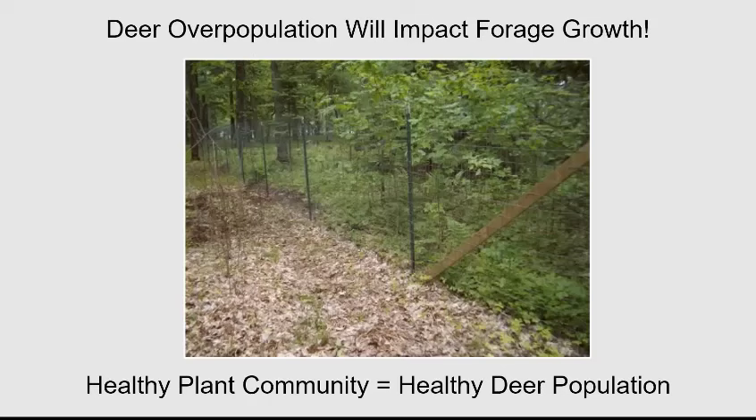So a deer overpopulation will impact forage growth. This photo dramatically indicates plants on the right-hand side, the far side of that fence. There's no deer inside that fence. You can see what the vegetative community looks like with no deer, and you can see what it looks like on the left-hand side outside the fence where there are deer. A healthy plant community equals a healthy deer population. If you want deer to be healthy and have good reproductive rates, to have good antler size, you have to have healthy plants, healthy vegetation for that to happen.